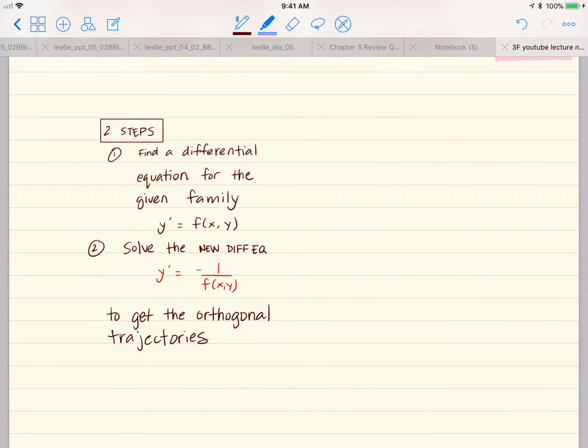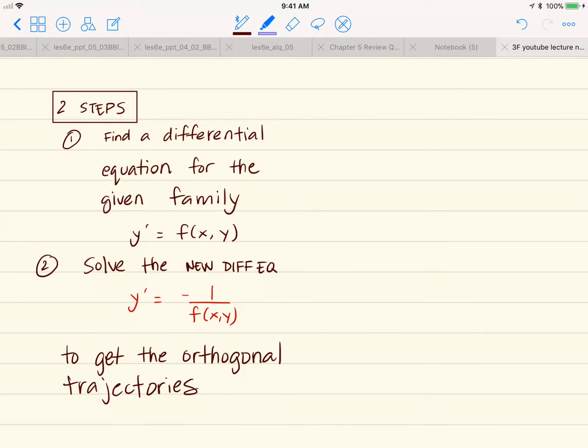There are two main steps for finding orthogonal trajectories. The first is to find a differential equation for the given family, and then the second is to solve this brand new equation. Here's our new differential equation, y prime equals negative 1 over f of x, y.